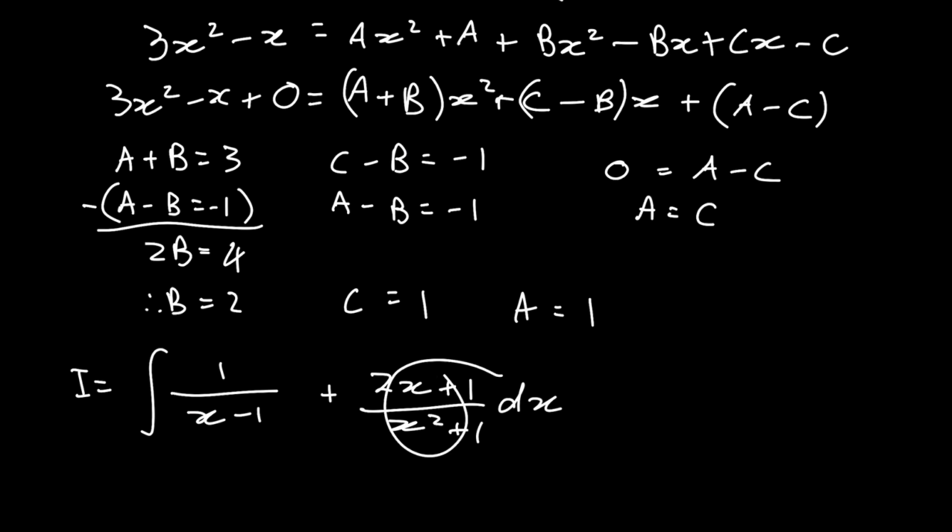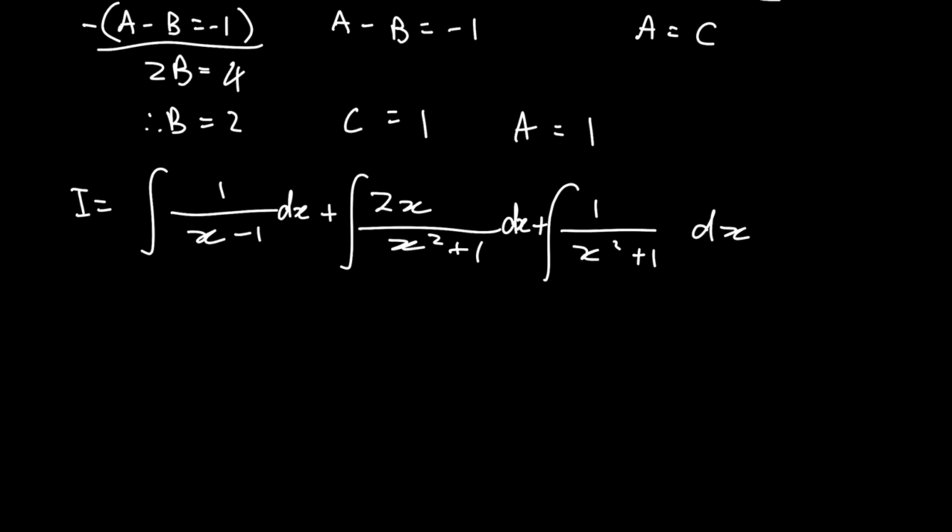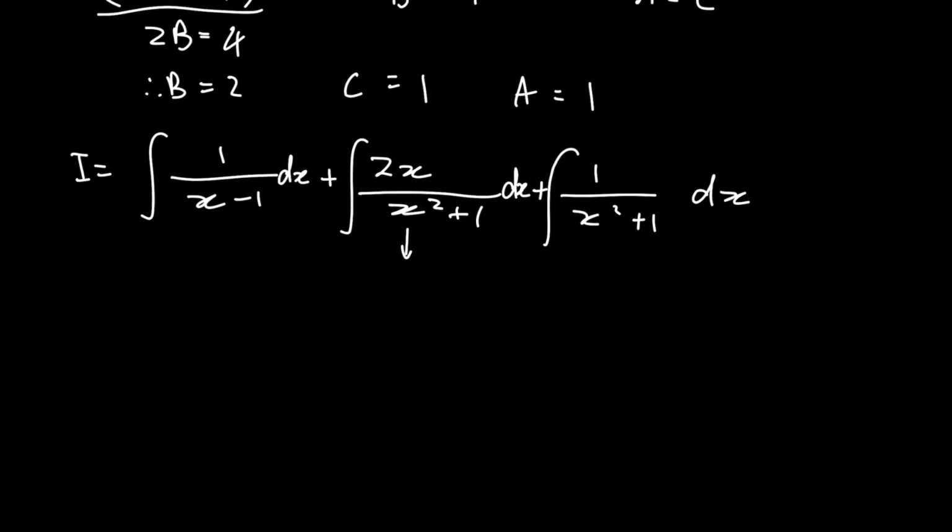But now we can split that into two different fractions, so we can have plus 1 over x² + 1, and then we can split all of these integrals up as such. We can solve for these integrals individually. For this integral here, we're going to make a u substitution. We let u equal x² + 1.